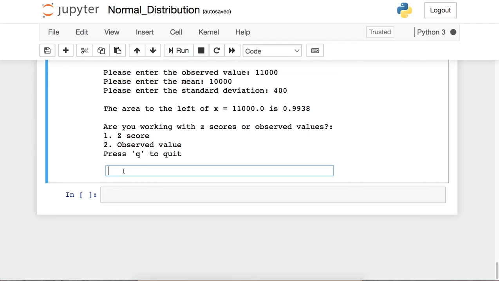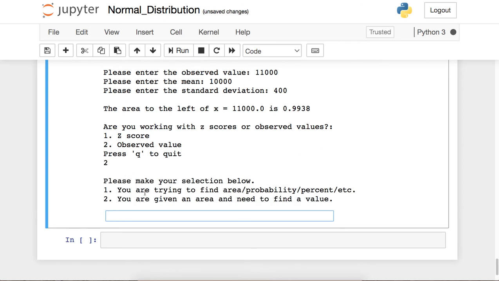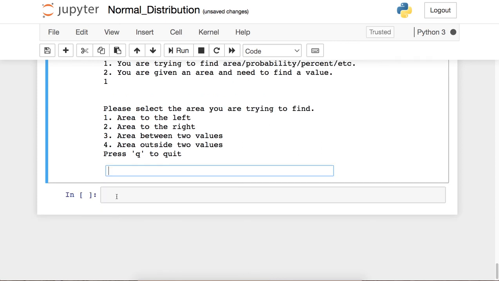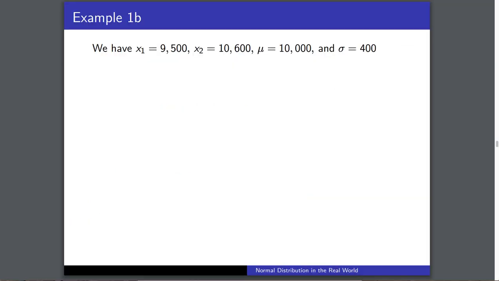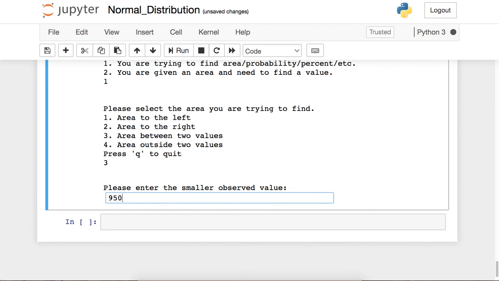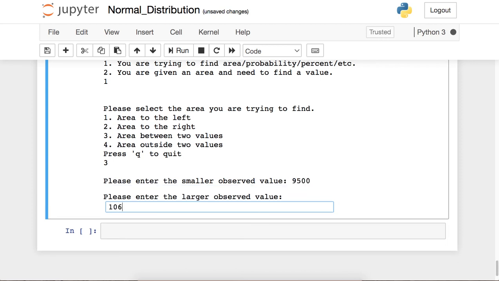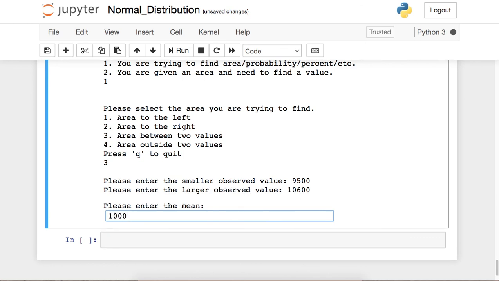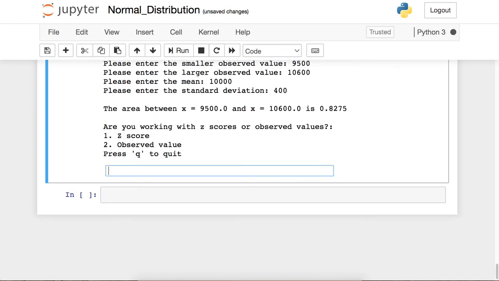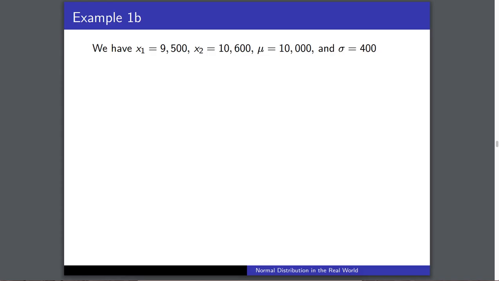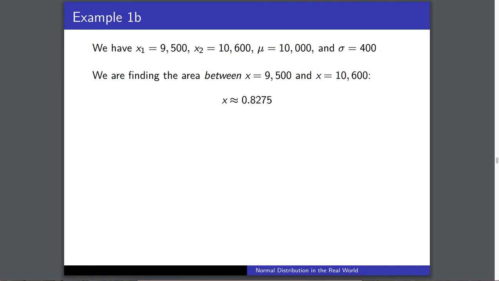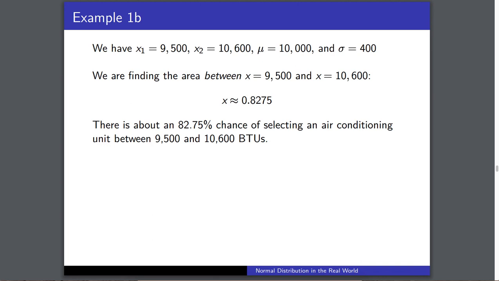Observed value, so it's 2. And we're trying to find an area, so it's option 1. This time it's the area between two values, so option 3. I think it was 9,500 and 10,600, yeah. So 9,500 for our smaller value, 10,600 for our larger value. Our mean was 10,000, and our standard deviation was 400. So the area between is about 0.8275. So we have about an 82.75% chance of selecting an air conditioning unit from this manufacturer that's between 9,500 and 10,600 BTUs.